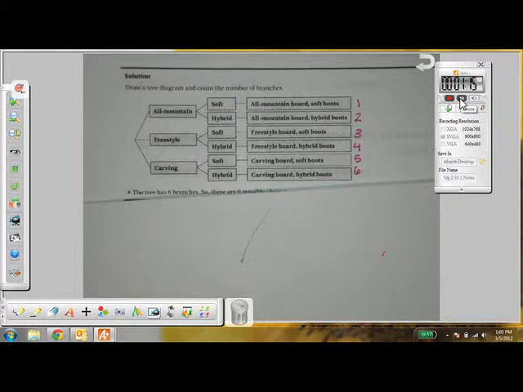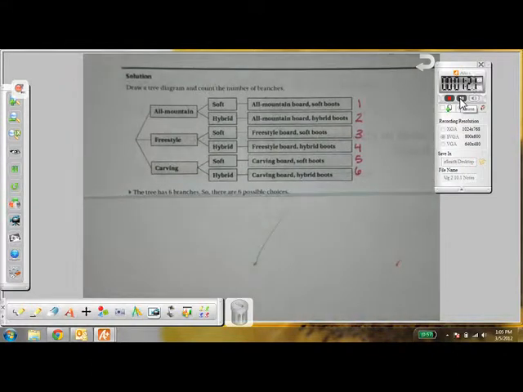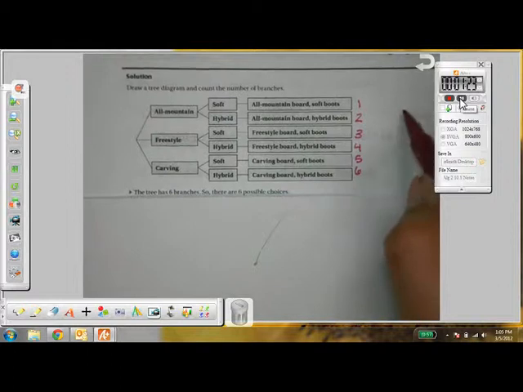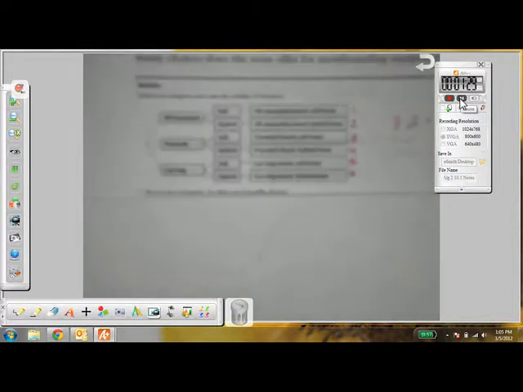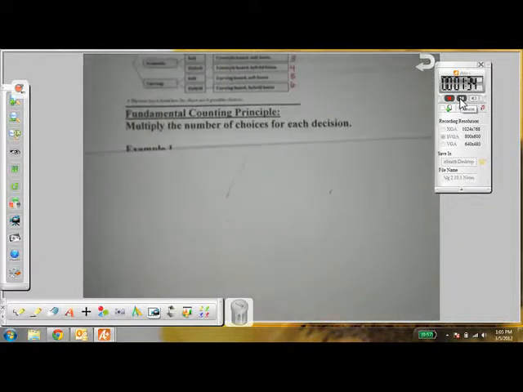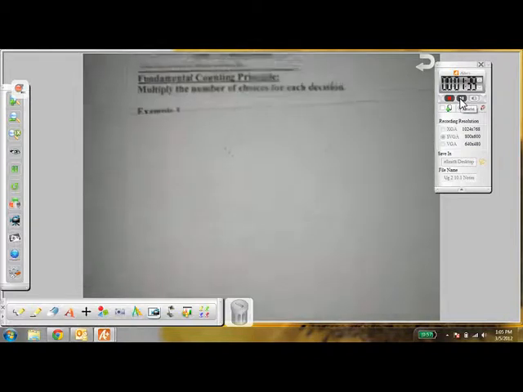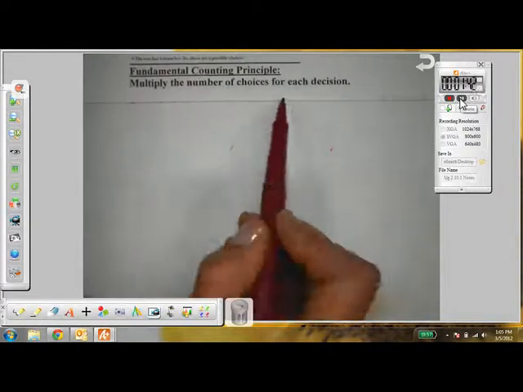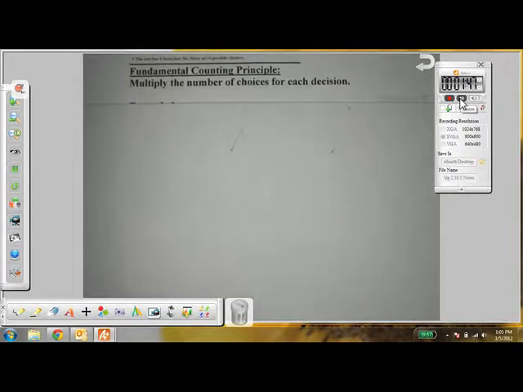6. Now, there are 3 different types of snowboard and 2 different types of boots. What do you guys notice about that? 3 times 2 gives me 6. Okay? That is called the fundamental counting principle. So that's the first definition we have. The fundamental counting principle tells us that for each number of choices, we multiply those together and that'll give us a new decision. So if we have 3 types of snowboards and 2 types of boots, that means there's 6 different ways that we can combine them, so you have 6 different choices.